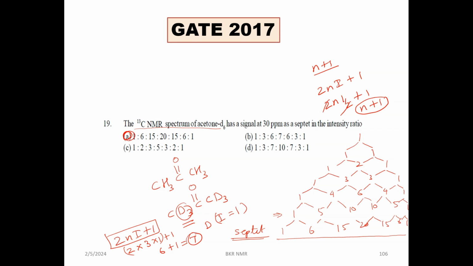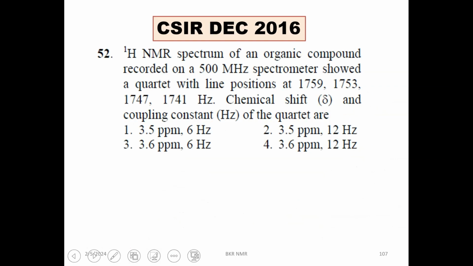So that is why the CD3 of the acetone gives you a septet, and the signal intensity is 1 is to 6 is to 15 is to 20 is to 15, 6 is to 1. Okay. A very interesting problem, December 2016.